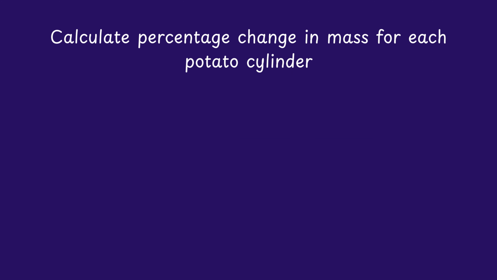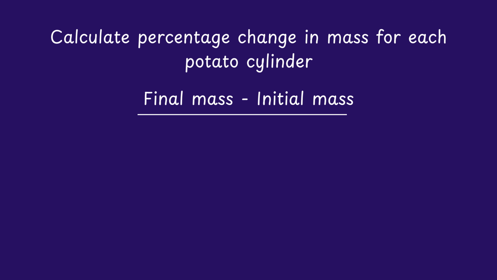Next thing that we need to do is to calculate the percentage change in mass for each potato cylinder. And here is the equation that we're using. So we're subtracting the initial mass from the final mass, divide that by the initial mass, and then multiply by 100. All right, students, you'll not get this equation in the exam, so please ensure that you remember it.